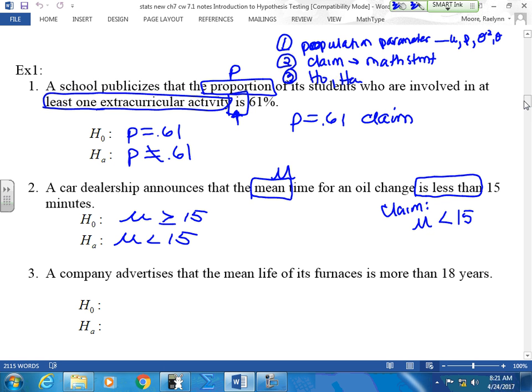A company advertises that the mean life of its furnace is more than 18 years. First, find your parameter. What parameter do we need? Mean. Mean I represent by what variable? Which one of those population parameters should I use? Mu. Good. Here's my claim. This is what is being said. I look for the "is," and I have "is more than." What is more than?